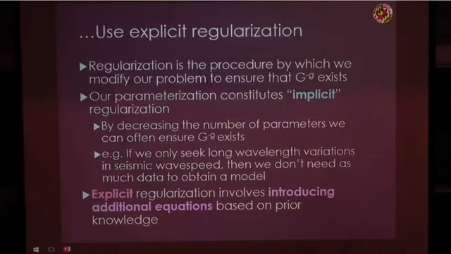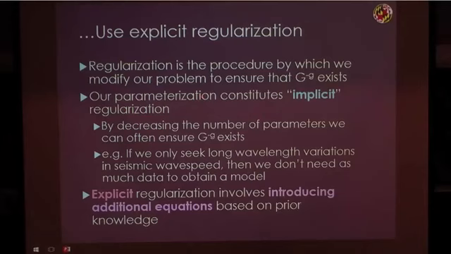What we do then is we use what's called explicit regularization. Regularization is where you take this problem that's like, oh my God, what do I do? I can't invert it. And you make it regular, so you can invert it. That's why it's called regularization. Regularization is the procedure by which we modify our problem to ensure that this generalized inverse does exist. So we're going to have to fiddle with the problem. But how do we fiddle with it, and what are the common approaches?